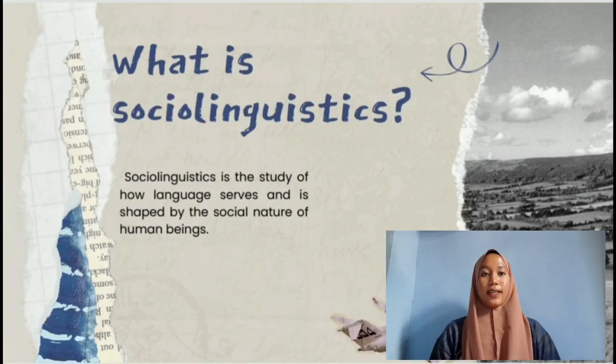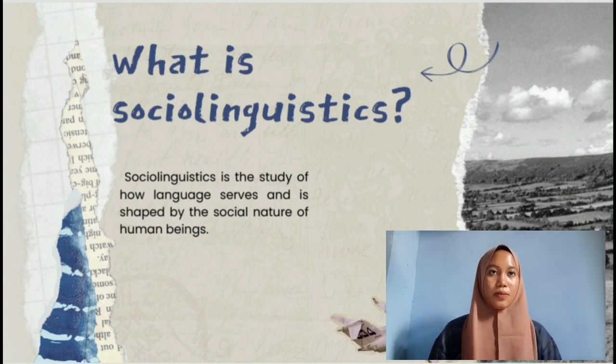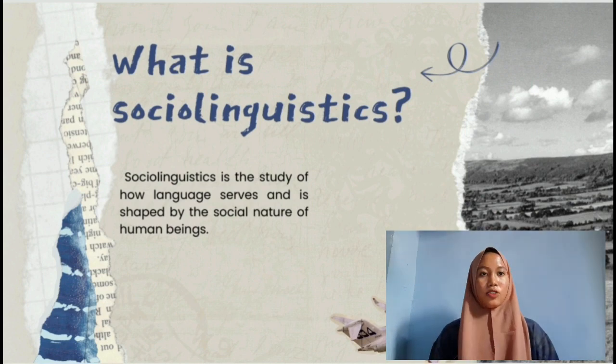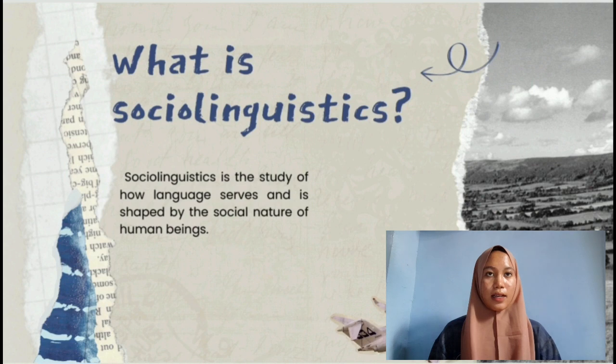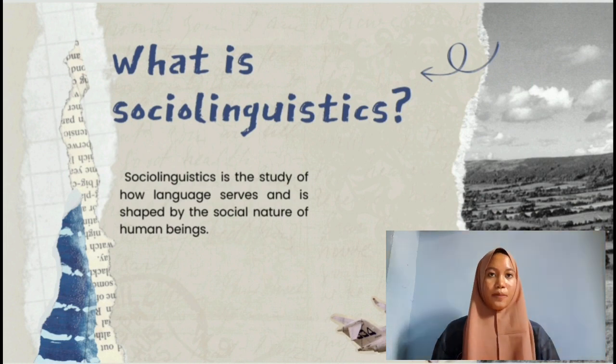So, what is social linguistics? Social linguistics is the study of how language serves and is shaped by the social nature of human beings. That means the social nature of humans emphasizes that language is basically tied to the social aspect of human existence. In other words, the way people use language is influenced by social interaction, relationship, and its structure. So, social linguistics explores the complex relationship between language and society, recognizing that language is a dynamic, multifaceted aspect of human behavior that is deeply connected to social structure and interaction.